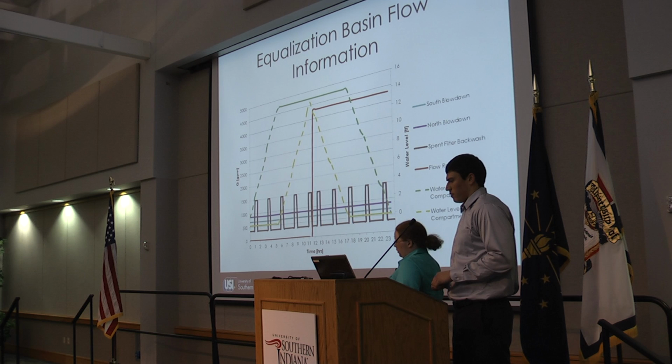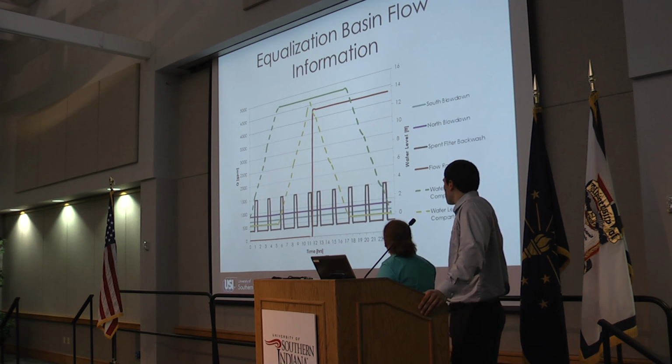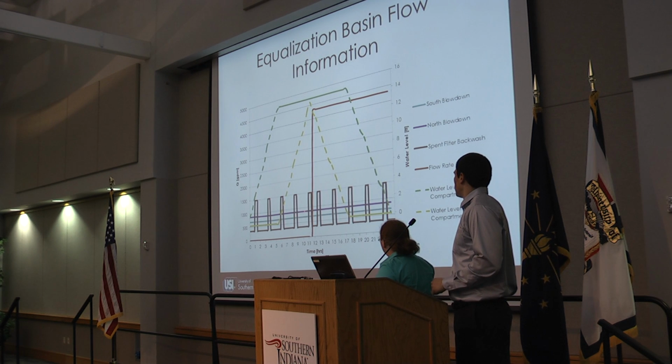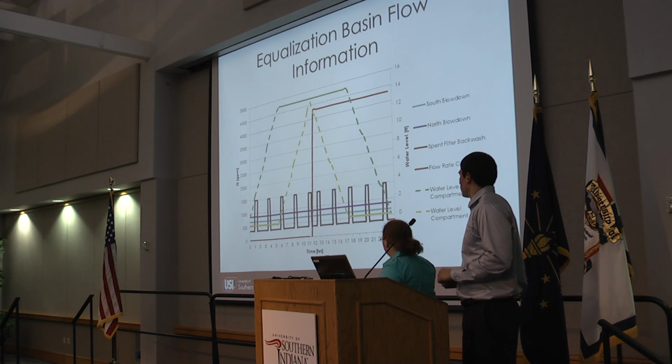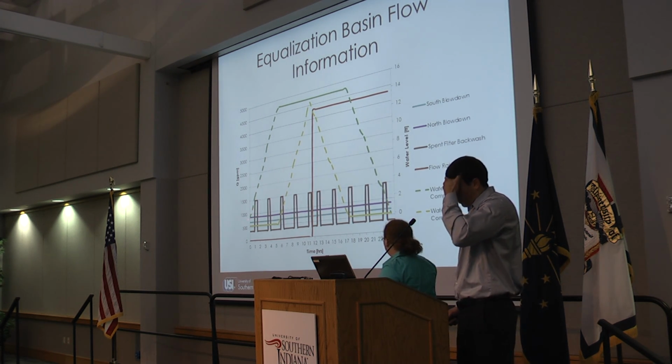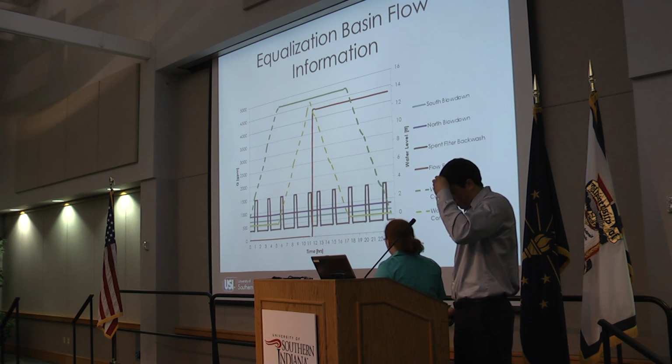The maximum operational volume of the equalization basin will be 1.55 million gallons. Here's some flow information on the equalization basin. The purple and blue are primary sludge from the north and south primary clarifiers. You can see that they are constant throughout the day, the flow leaving the plant.